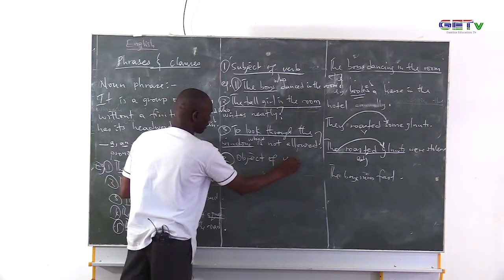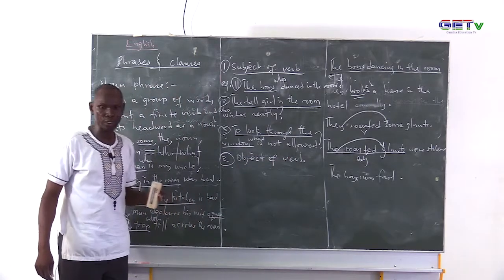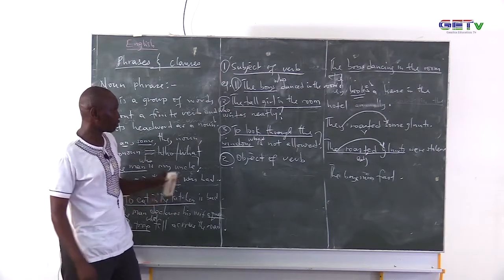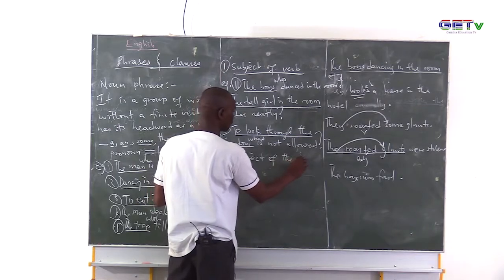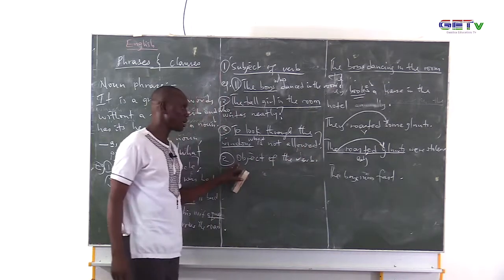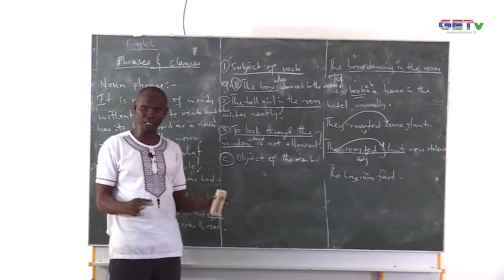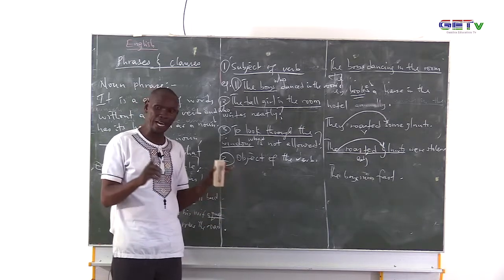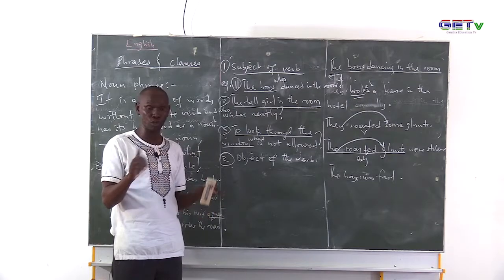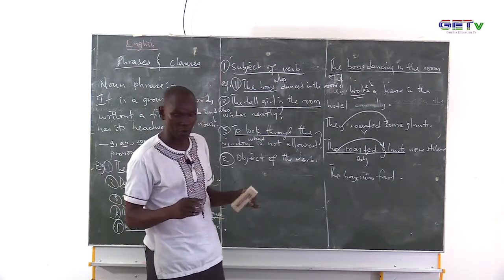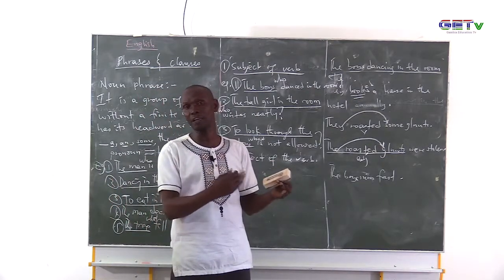Object of verb. Now, take note of that. So, that's very important, you see, as an object of the verb. So, we can just put the verb here now as an object of the verb. So, it means now, this is a very simple thing. Take note. When a noun phrase is underlined after a verb, it is object.